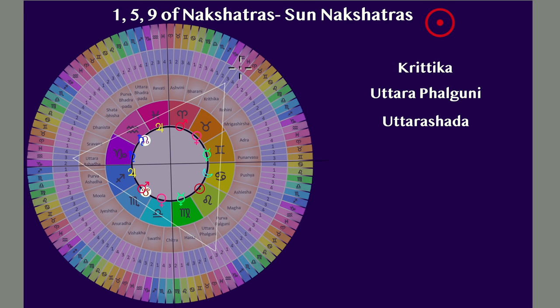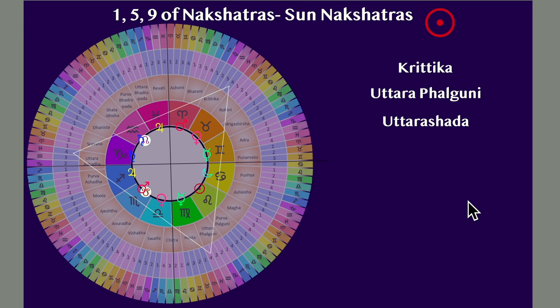The last one, the fourth Pada, shifts to Pisces. This is the second most exalted form of this nakshatra, Sun Nakshatra. And these are the four steps it will take.